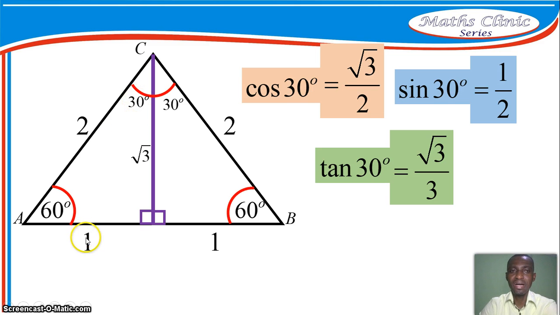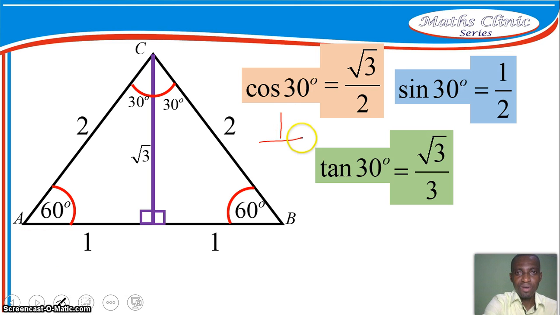Opposite over adjacent. So ideally, tan is supposed to give us opposite 1 over, let me put my pen here, 1 over root of 3. So 1 over root of 3 is the same as root 3 over 3 because we can rationalize this.